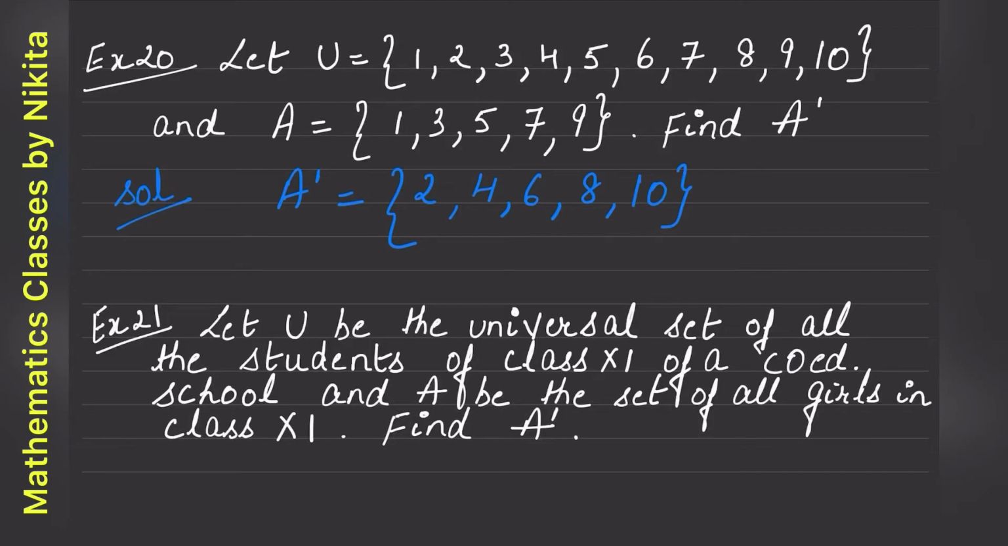You have to find A complement. Now, U is the set of all students of class 11th of a co-educational school. So, co-educational school, वहाँ पे लड़के भी हैं लड़कियाँ भी हैं. And A is the set of all girls of class 11th. So, A complement will be the set of all boys of class 11th. Okay. So, again very easy. So, I will just write in words only. So, A complement is equal to set of all boys of class 11th.